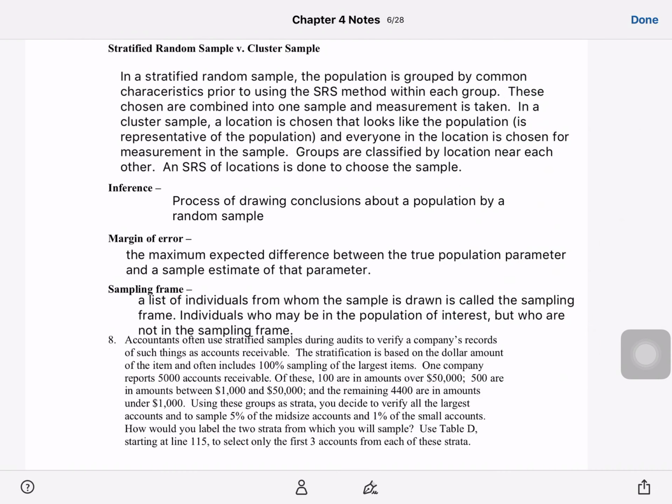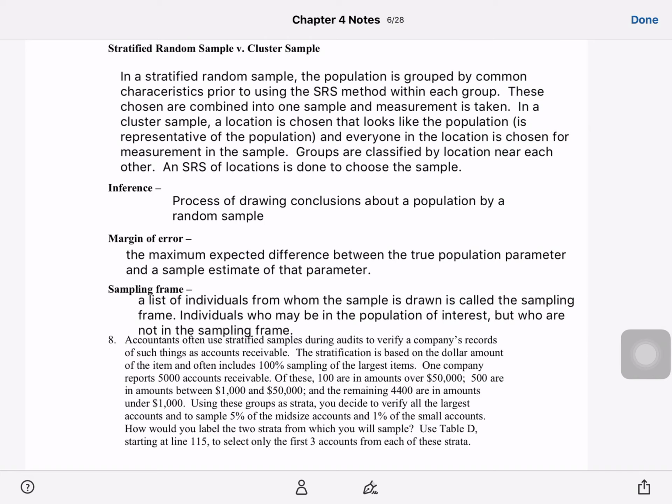So this lesson is going to be a very short one about stratified random sampling versus cluster samples, and just some extra information about sampling. In a stratified random sample, the population is grouped by common characteristics first, and then we use the SRS, the simple random sample method, within each group.